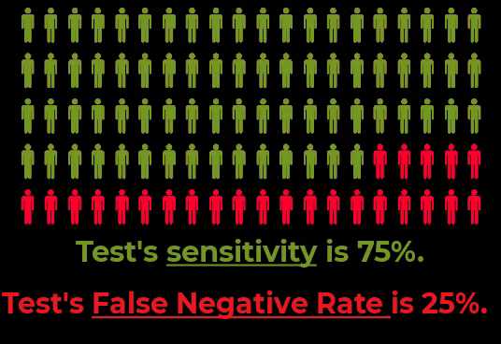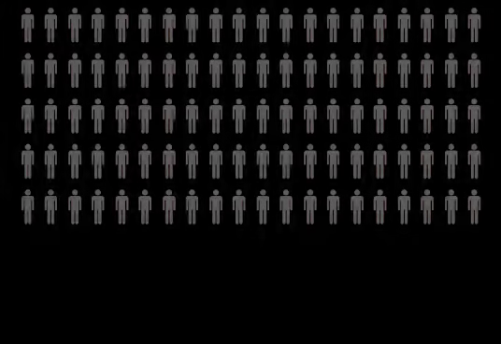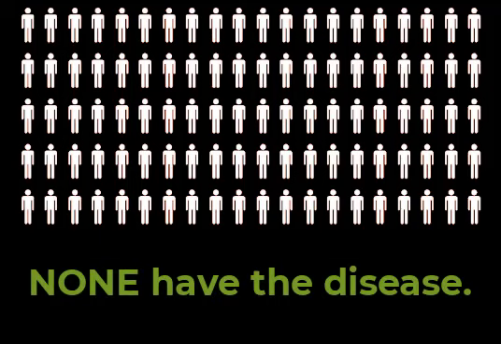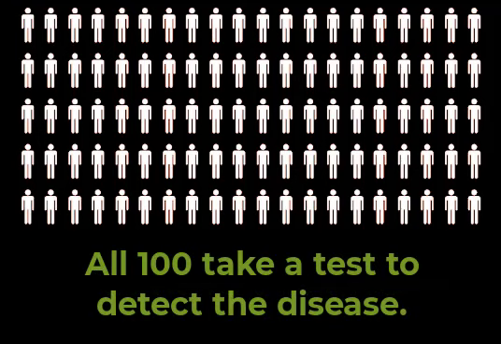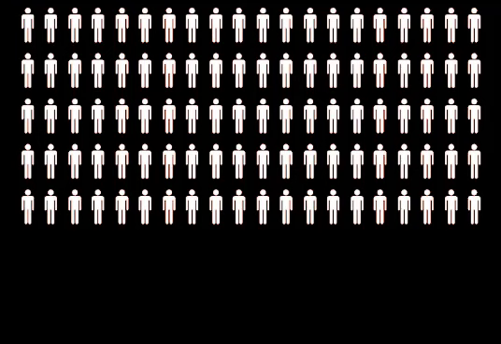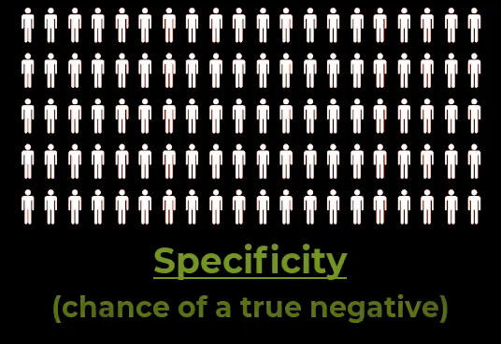But that's assuming these 100 people actually have the disease. What about people that don't? Okay, well, let's start again with 100 people. But none of these 100 people have the disease. Now, they don't know that, so they go and take a test to find out if they have it. Now, this test is going to have something called a specificity. Specificity is nothing more than the chance of a true negative.